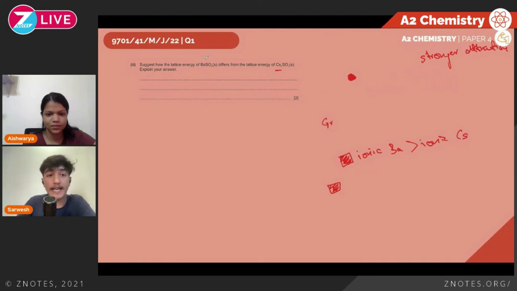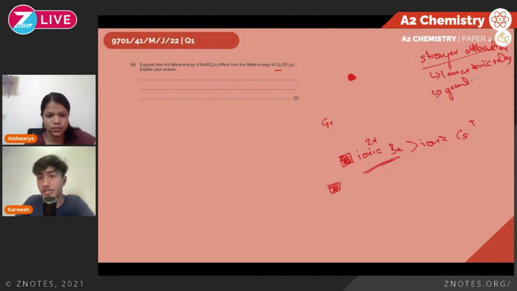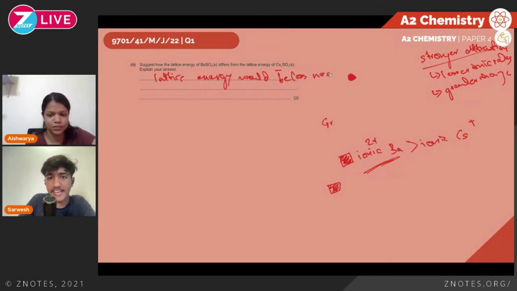Also, barium in barium sulfate has a charge of 2+. Meanwhile, cesium is just a single positive charge. So barium also has greater charge than cesium. So stronger attraction due to lesser ionic radius and greater charge. So we see that the ions in barium sulfate would have stronger attraction, which means the lattice energy would be more negative, thereby indicating the stronger attraction. And you can justify this using the points over here.